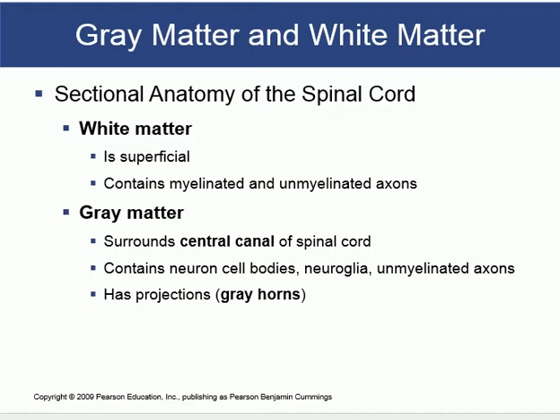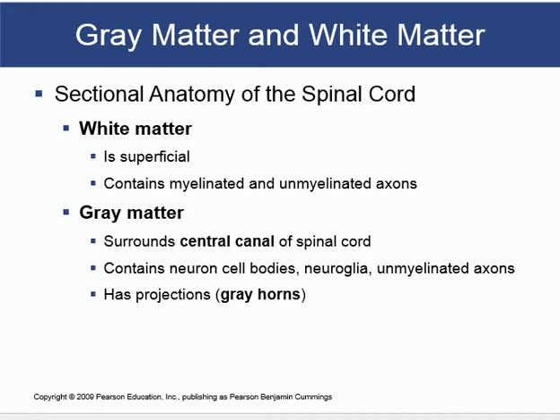What's the difference between white matter and gray matter? Which one is outside and which one is inside? In the spinal cord, which one is inside, gray or white? Gray. Gray is inside and the white is outside. And what's white? Myelinated. Myelinated only? No. It's mixed, but more myelinated.